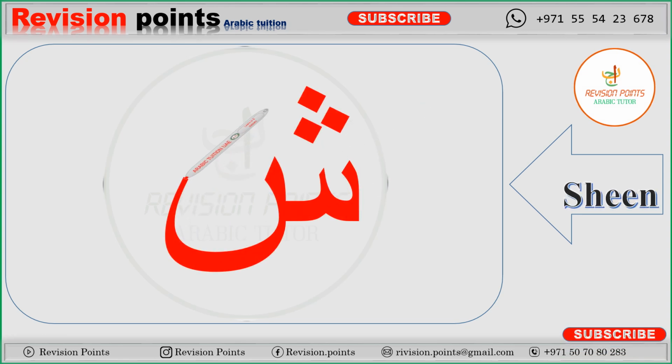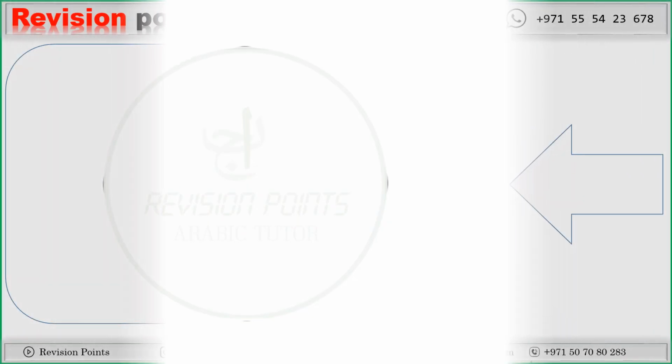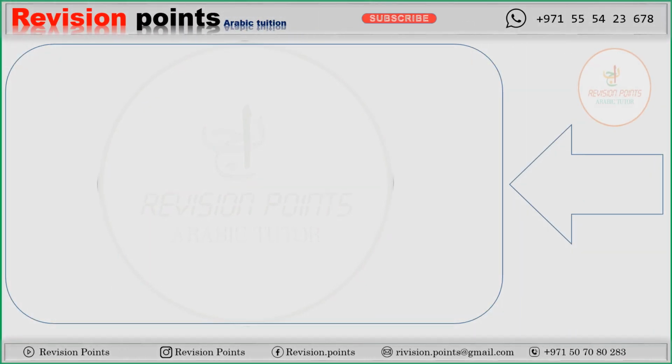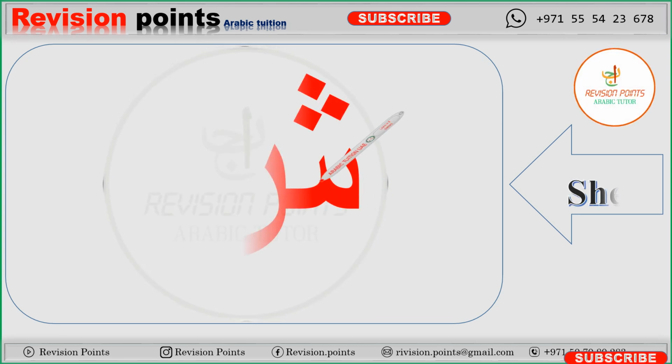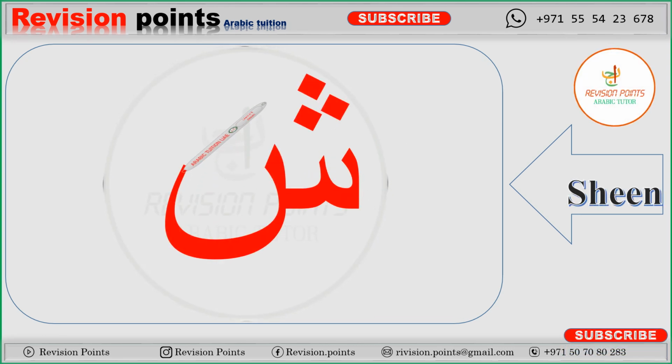Sheen, sheen. Draw two teeth and a big abdomen, all from right to left, and put the dots.